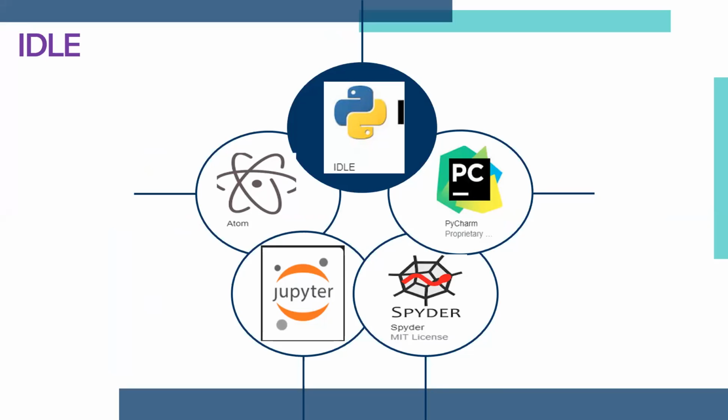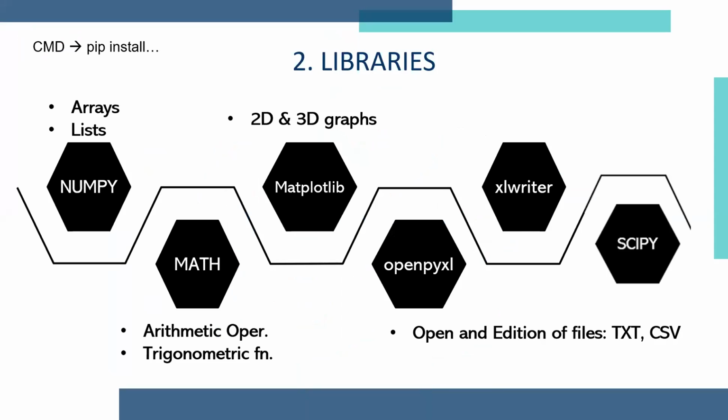Next, please. There are different environments, some better than others, but the essence is the same. You can use Jupyter or Python. It's not important. Next, please. On the other hand, libraries are sets of functions that are already implemented and available for us to use. For example, to use the cosine function, you must use the math library.